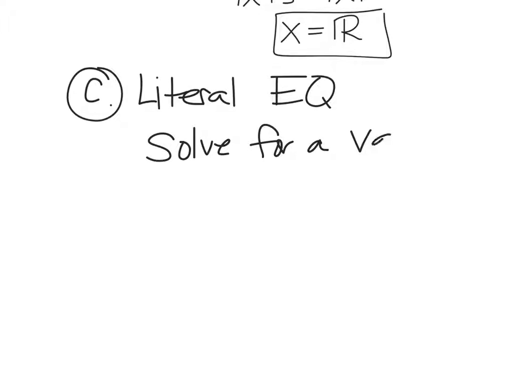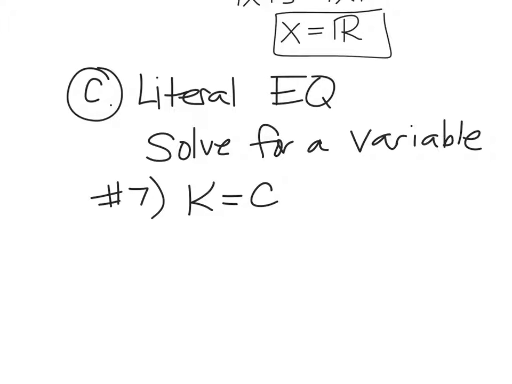Solve for a variable. And we will do this a lot in chapter 2, so it's getting us ready for that. For example, here we go. Number 7. K equals C plus 273.